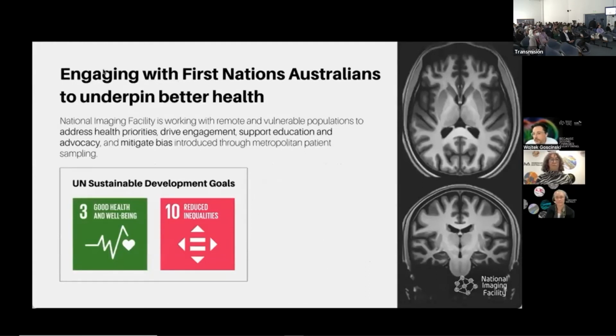National imaging facilities work with remote and vulnerable populations to address health priorities, drive engagement, and ultimately mitigate bias introduced through metropolitan patient sampling. These efforts respond to SDG 3 and 10.